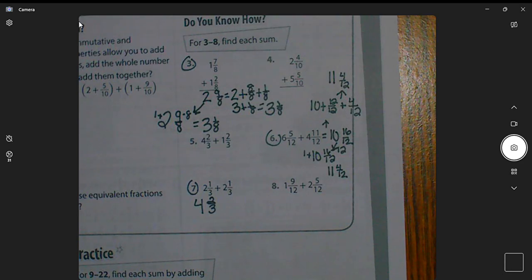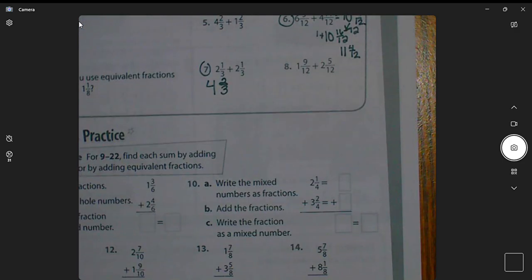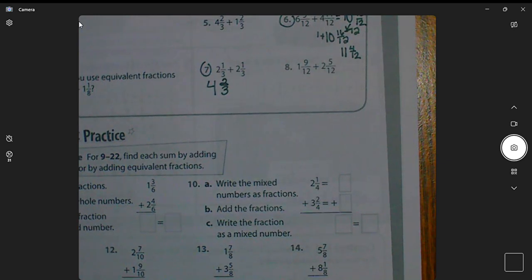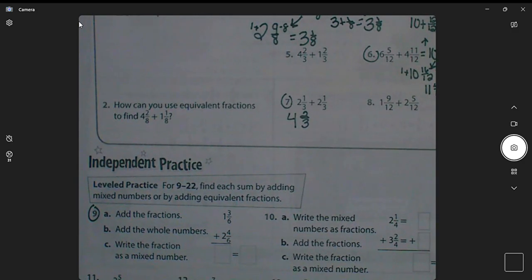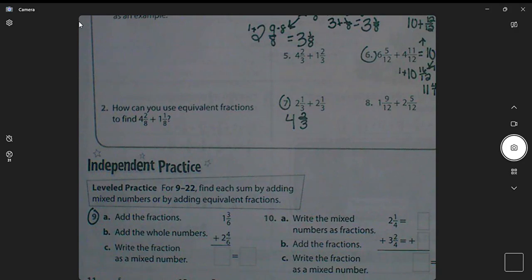Let's look at number 12. Actually, we're going to change that. Let's look at number 9. And then we're going to look at number 17. So I'm just circling my thinking ones. Number 9. It's going to walk us through. It says add the fractions, add the whole numbers, write as a mixed number. We can do that. So step 1, it says to add the fractions first.